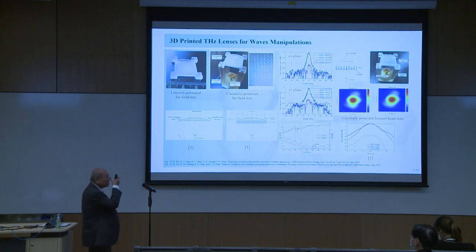Because we need different polarizations, and they are not commercially available, we have to design and fabricate lenses with different characteristics using 3D printing. You can see that this is a linear polarized far-field lens, whereas this is a circular polarized far-field lens, and these are the focusing lenses.